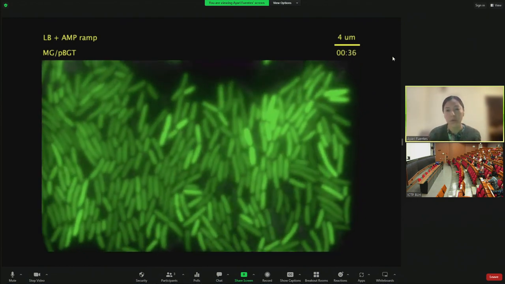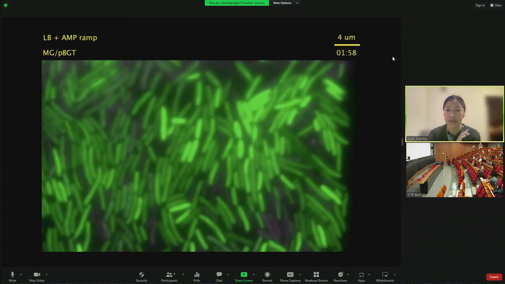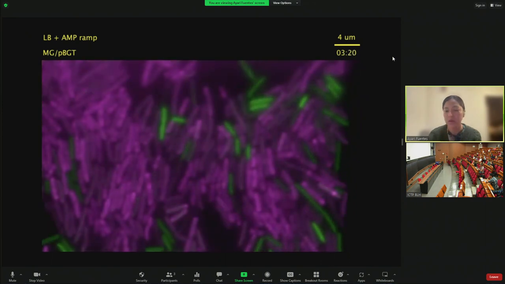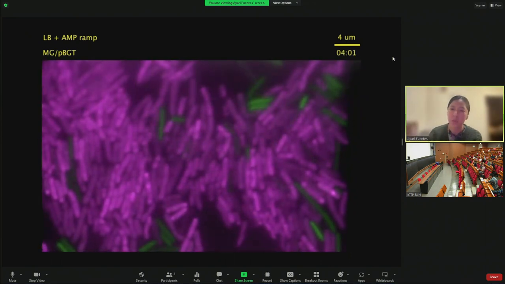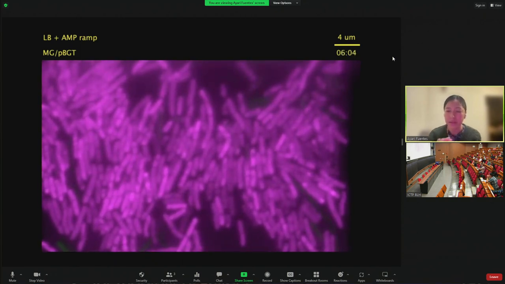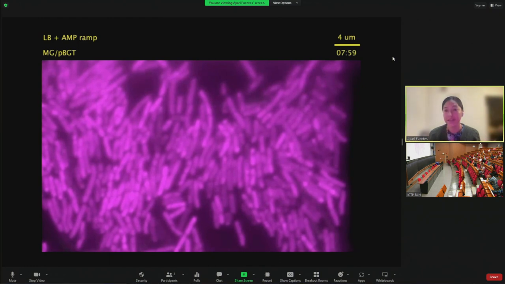When you start seeing red, this is the pulse of antibiotic. And in this antibiotic, we are going to put some dye. So when it enters into the cell, it turns, well, purple or red. And this means that this is dead. If you notice, not all the cells die at the same time, actually. There were some of them that lasted a little bit more.